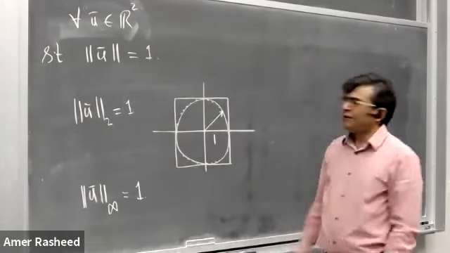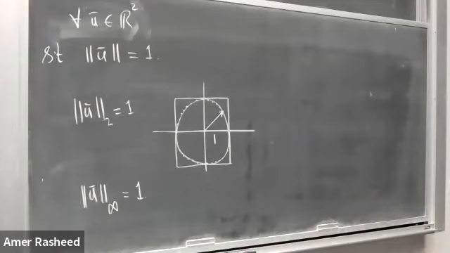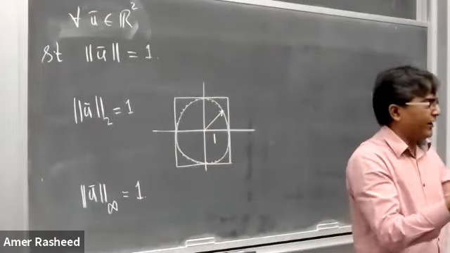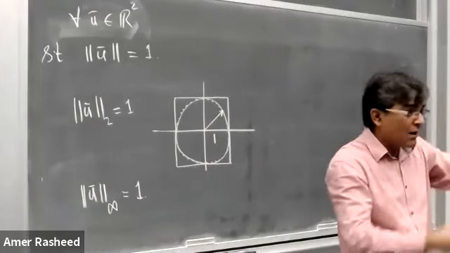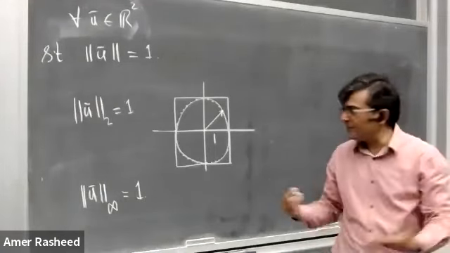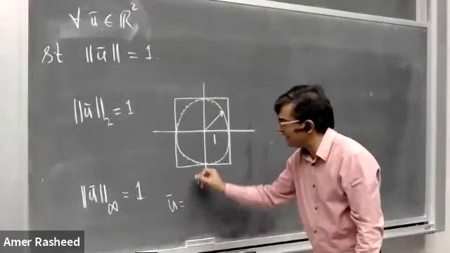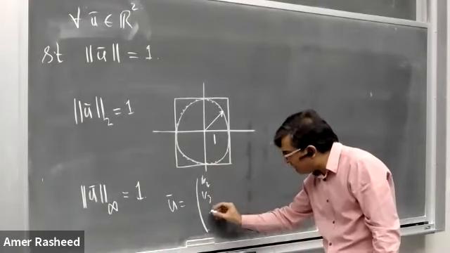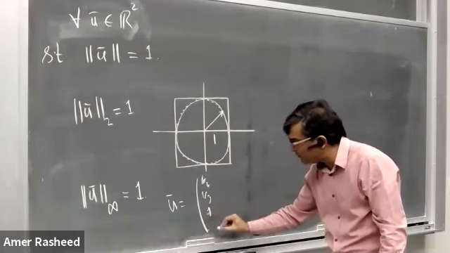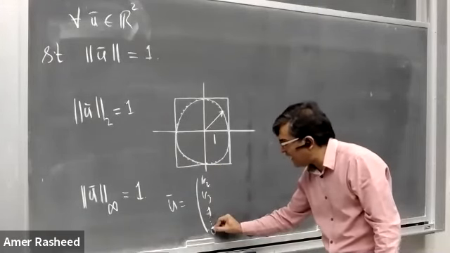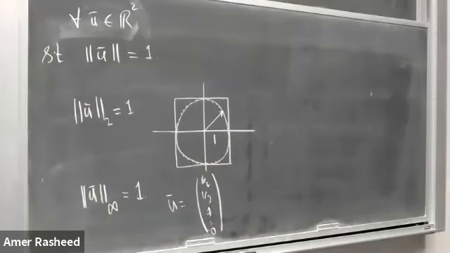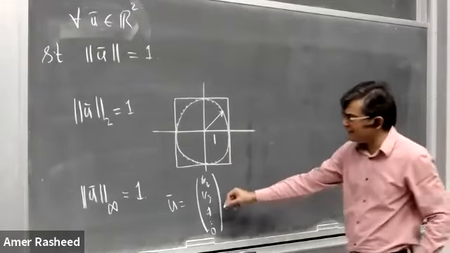Okay, now with this maximum norm, it means the maximum component of that vector is 1. For example, take any u, here you have 1 by 2, 1 by 3, and so on. Some component in between is 1, and all others are maybe 0 or between minus 1 and 1. The maximum component is 1.